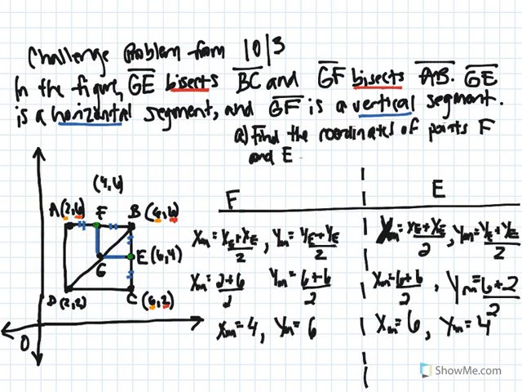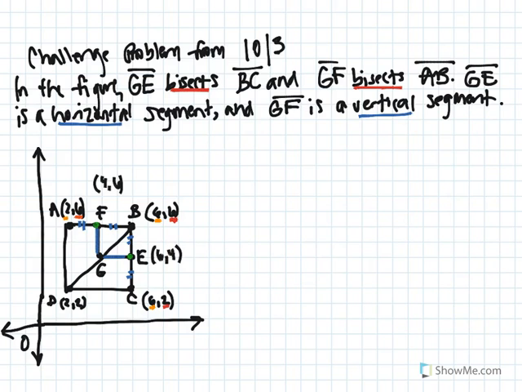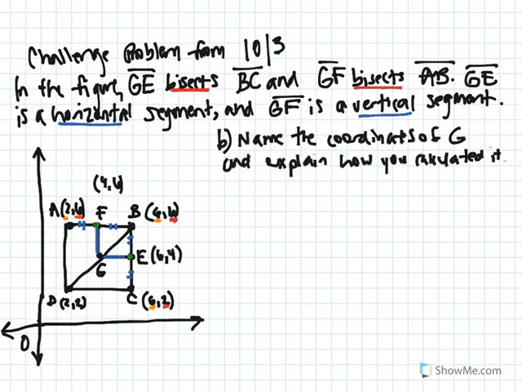All right, so we answered the first part. Okay, so we answered part A. Part B is asking us to name the coordinate of G. So find out what G equals and explain how we calculated it. All right, well, in the problem it says that GE is a horizontal line segment, and then it says that GF is a vertical line segment. So there's a reason why the problem told us these pieces of information. It's because we need them in order to answer this part of the question.